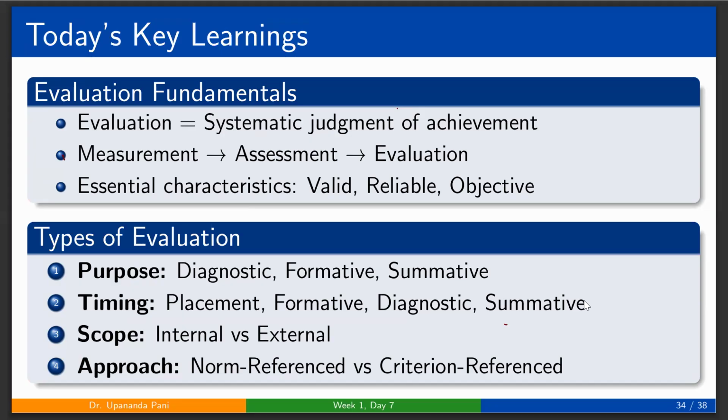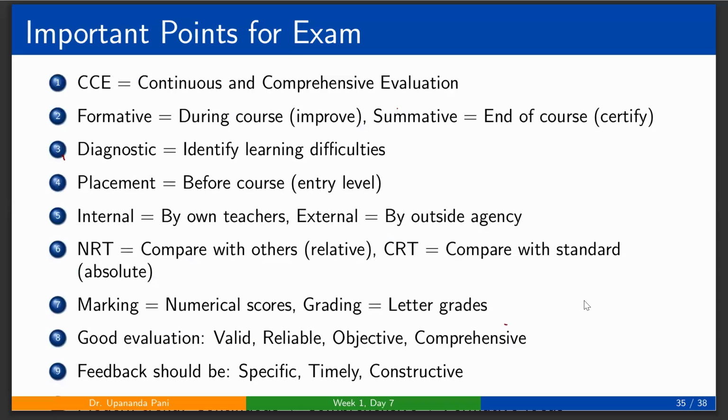Today's key learning will be evaluation fundamentals, basically evaluation, systematic judgment of achievement, measurement, assessment and evaluation. The important characteristics of evaluation is it should be valid, reliable and objective. The types of evaluation will be diagnostic, formative, summative. Based on the timing, placement, formative, diagnostic, summative. Based on the scope, it will be internal versus external. The approach is norm reference versus criteria reference.